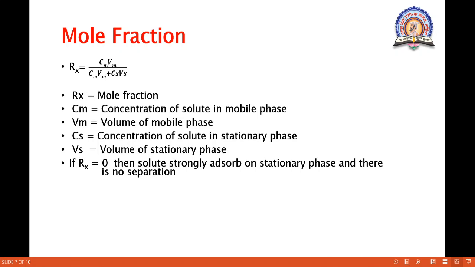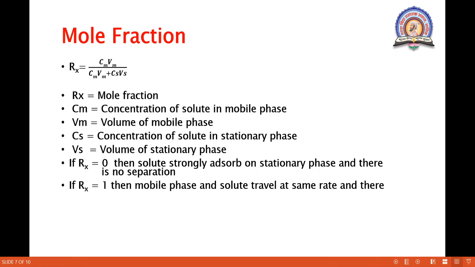Here, if the Rx value is 0, what does it indicate? Then the solute is strongly adsorbed on the stationary phase and there is no separation. That means if the Rx value is 0, then that component is strongly adsorbed on the stationary phase. It is never affected by the mobile phase. So there is no separation.